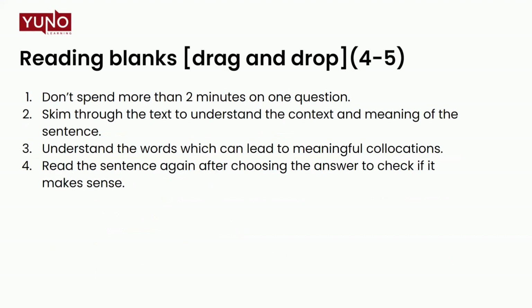Skim through the text to understand the context and meaning of the sentence. Understand the words which can lead to meaningful collocations. Collocations are the combinations of words. For example, a mistake is made. Mistake is not done, it is made. A new product is launched in the market. A movie is released. So understand the collocation of the words. Then read the sentence again after choosing the answer to check if it makes sense. But do not spend more than 2 minutes on one question.